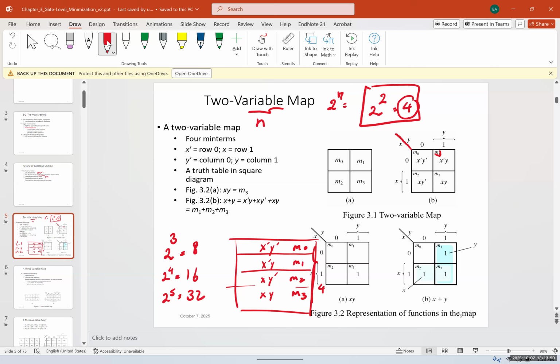The horizontal or the rows gives us the x, and the vertical ones, the columns, gives us the y. So the first row, x is equal to 0. In other words, we have x prime. And the second row, I have x equal to 1 or x. And for the columns, for the first column, I have y prime or y equal to 0. And for the second column, I have y. So again, first column is y prime, second column is y. First row is x prime, second row is x.